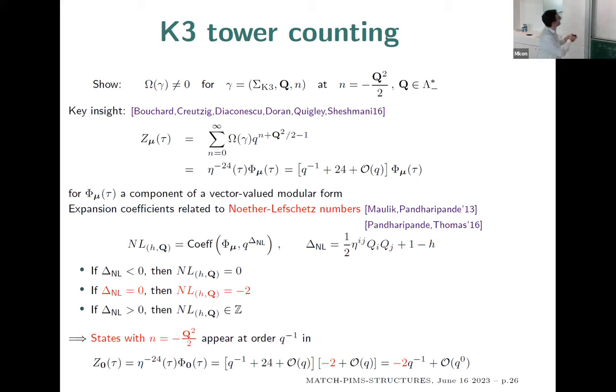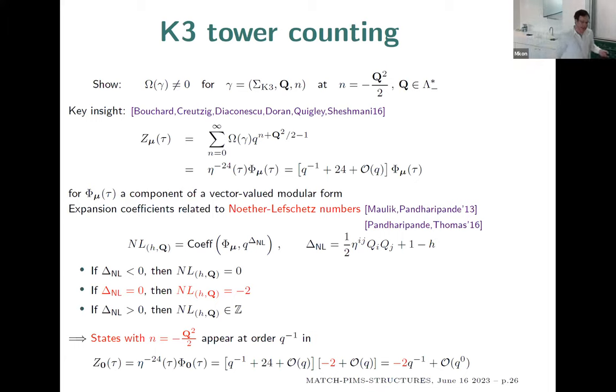The paper is much more general. The generating function for the DT invariants has this nice form in the specific case K3 with R equal 1 of eta to the minus 24 times a vector valued modular form that counts essentially all of these coefficients, which are related to the neutral Lefschetz numbers. And you can show that precisely when n plus q squared over 2 is 0, so that the corresponding neutral Lefschetz number would have to be 0 as well, then the BPS number is non-zero and the state exists. So this counting problem has been solved already. We just need to put it together.